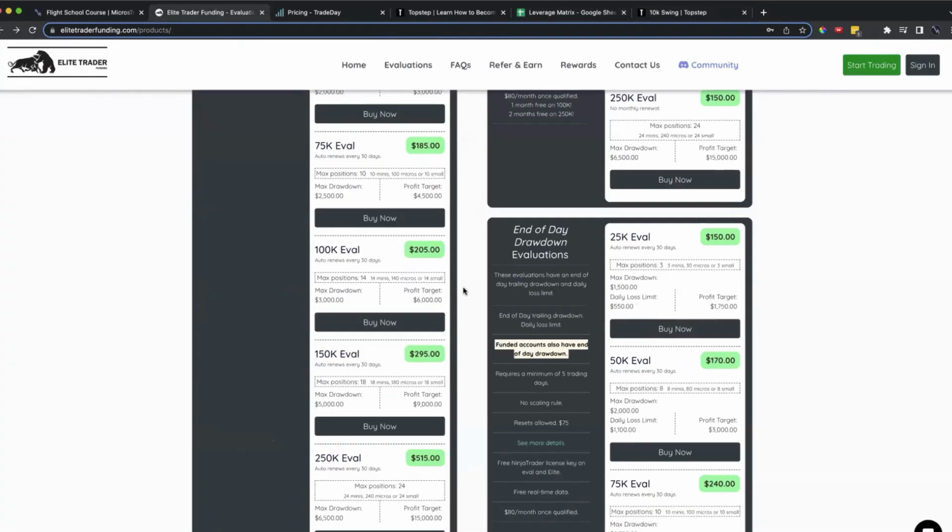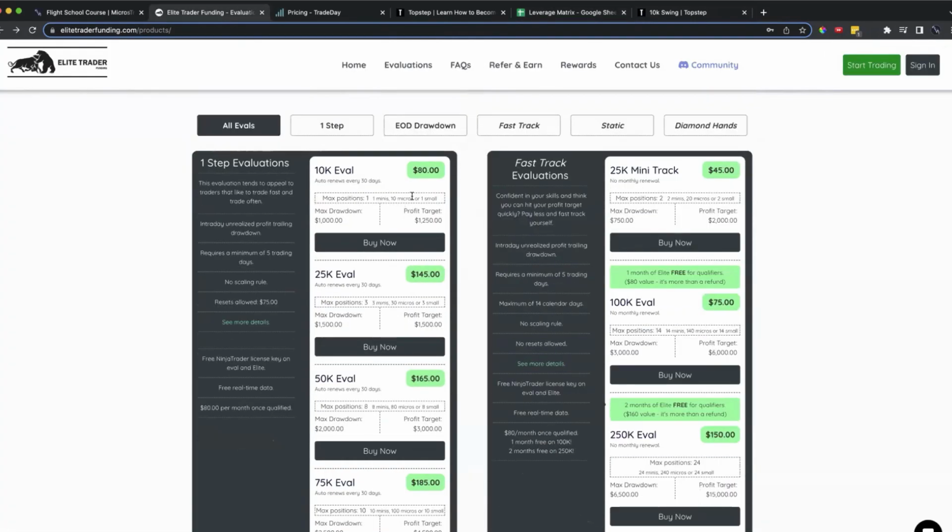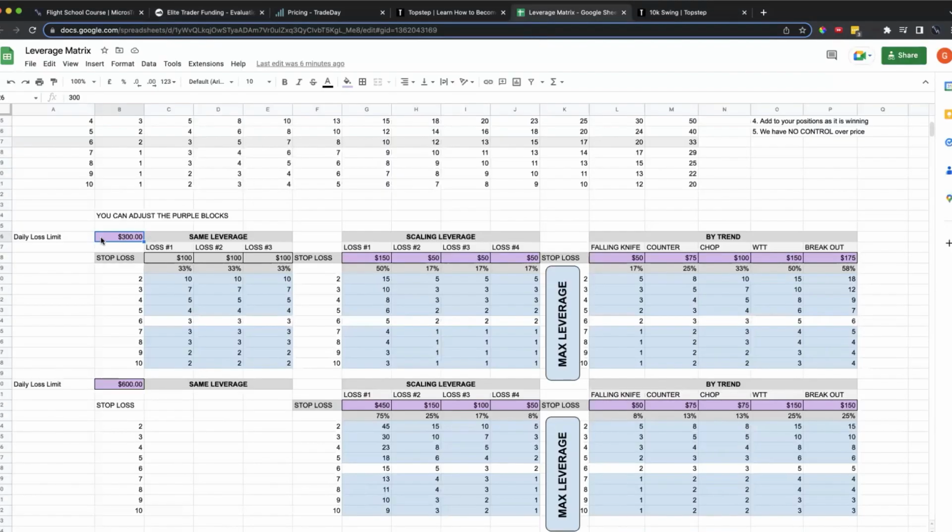I wish these accounts, this was the closest one, 10 micros. That's the closest one to saying, hey, you can't trade more than 10. So if you wanted to dip your toe in the water, get the $10,000 account. It's cheap, 80 bucks. Come in and realize 10 is all I could do. Maybe 250 a day max drawdown. So you come into your leverage matrix. Let's change this to 250. And you just size these accordingly.